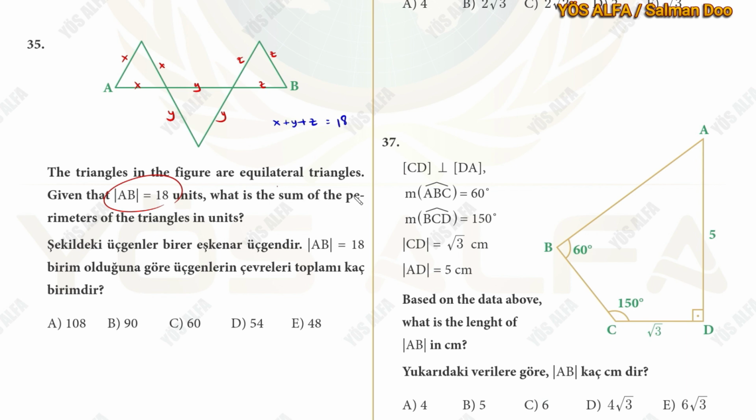Okay, what is the sum of the perimeters of the triangles above? So the sum of the perimeters can be written as 3 times x plus y plus z. Since x plus y plus z is known, the answer is 18 times 3, which is 54. So the answer is D.